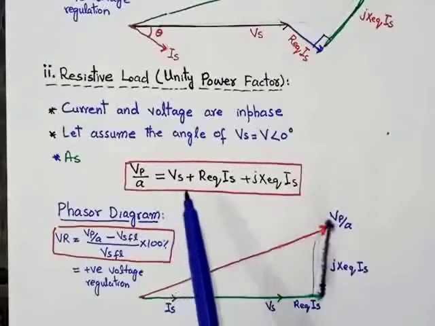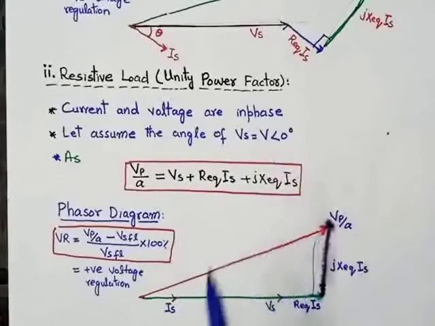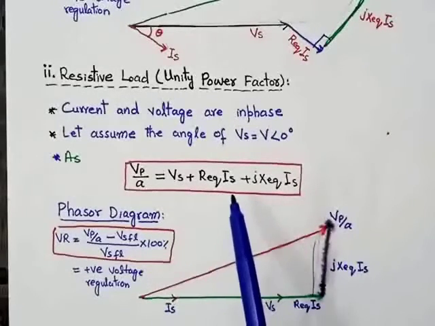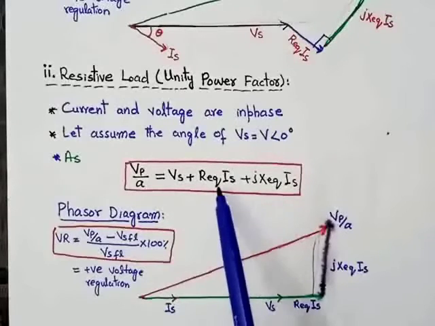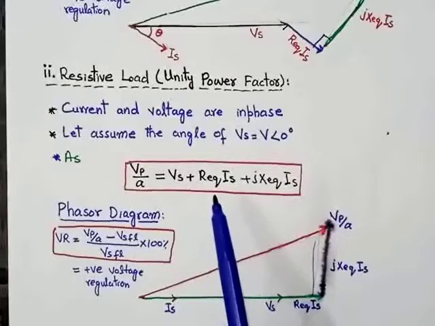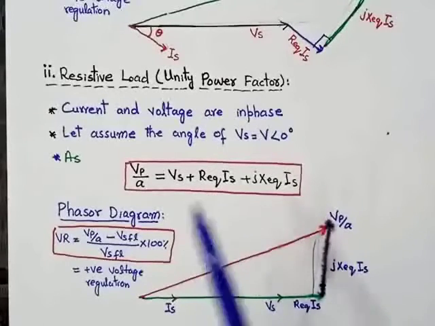So first of all we will draw the vector of Vs at 0 degrees. So this is the vector of Vs. Then we will draw the R equivalent into Is. As we know, in case of resistive load, current and voltage are in phase. That is, the angle of the current and the voltage will be the same.